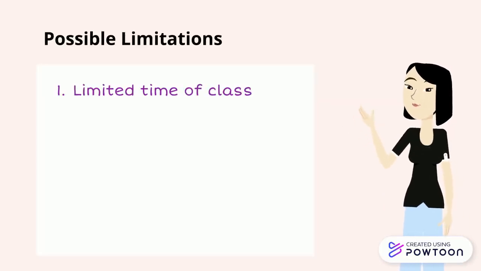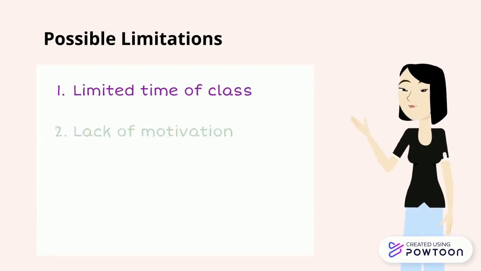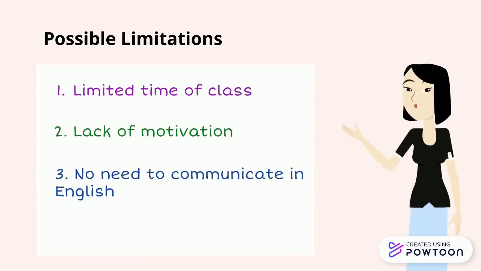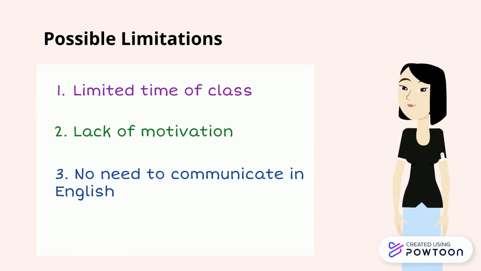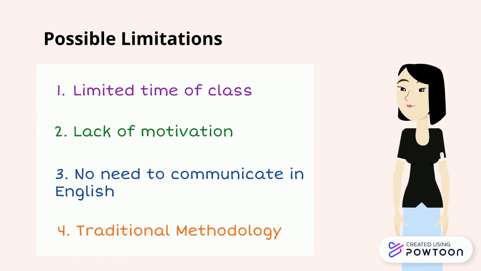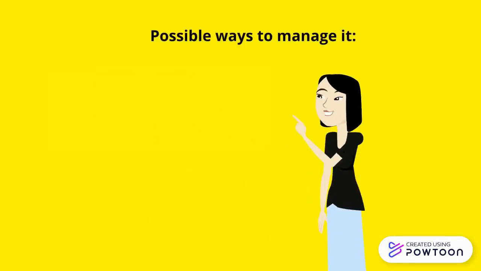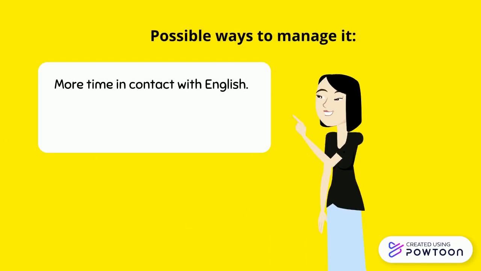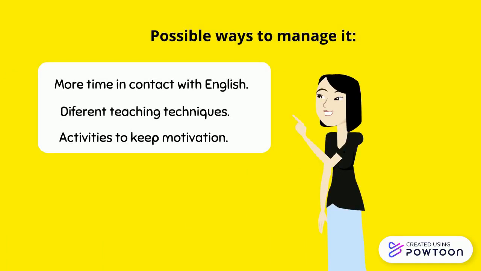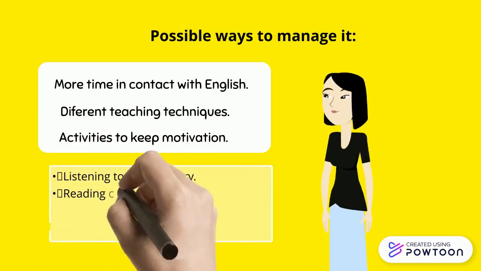Number 1, limited time of English classes. Number 2, lack of motivation to keep talking in English because he doesn't need it to communicate with others. And number 3, English teachers use traditional methodology to teach. To manage these restrictions, it is necessary to find solutions. For instance, be in contact with the English language for a longer time. Teachers should use different techniques to engage students in learning, and use activities to keep motivation like the next ones.